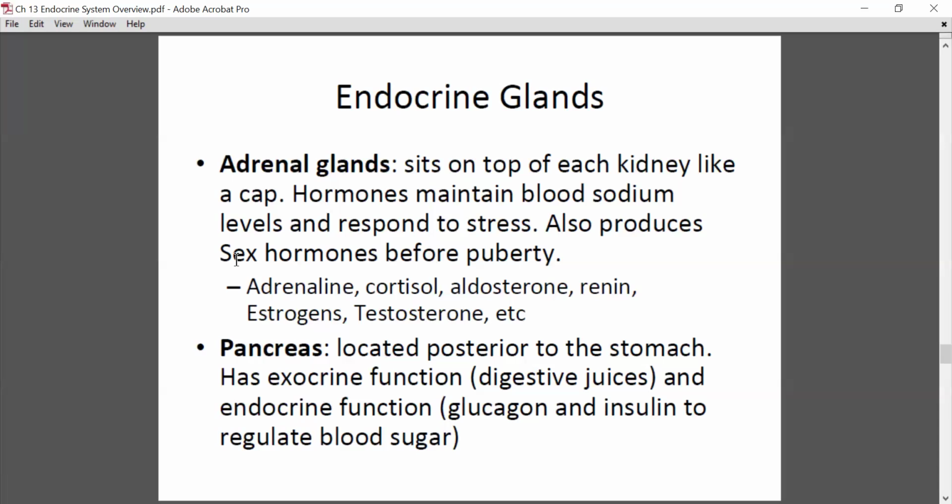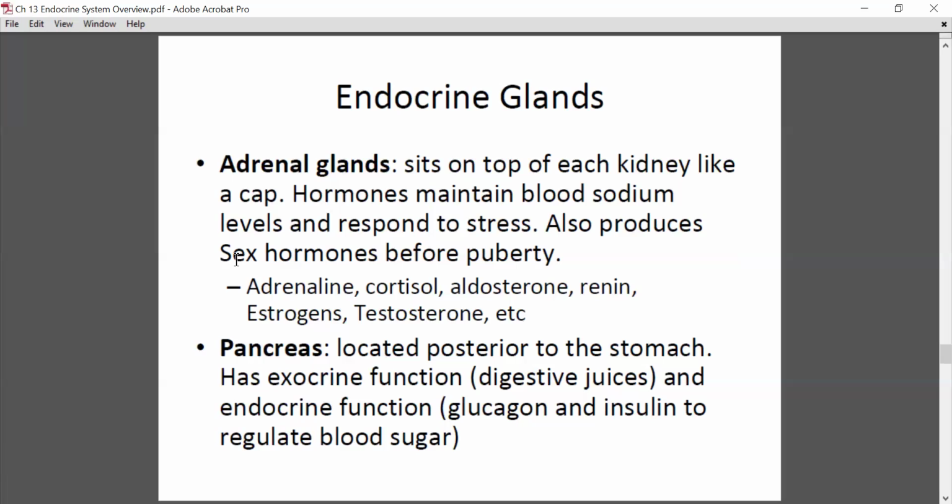All right, so adrenal glands sit on top of the kidneys and produce hormones like hormones that maintain your sodium levels, hormones that respond to stress, and sex hormones before a person hits puberty. The pancreas is located behind or posterior to the stomach, not the abdomen that lay people call stomach, but we're talking about the actual stomach. So it's posterior to the stomach.